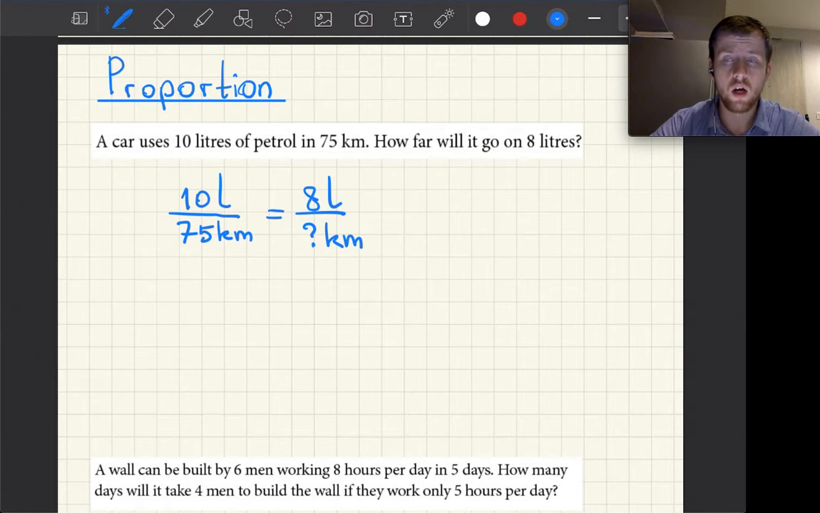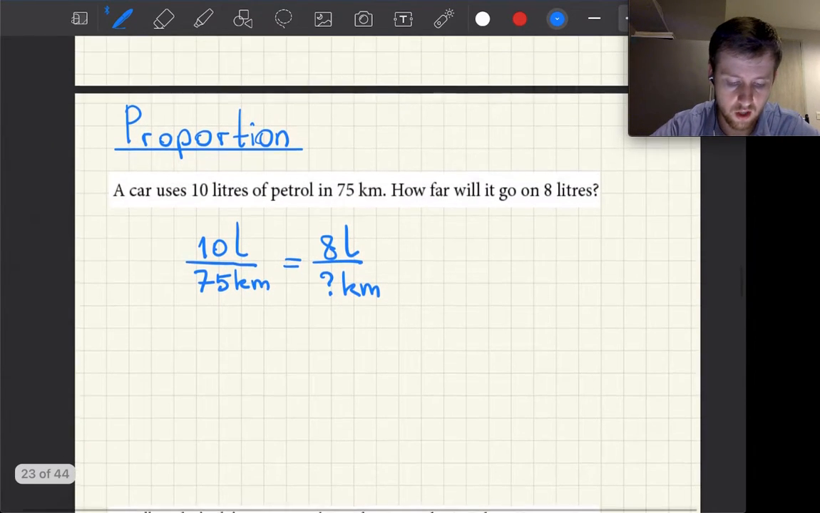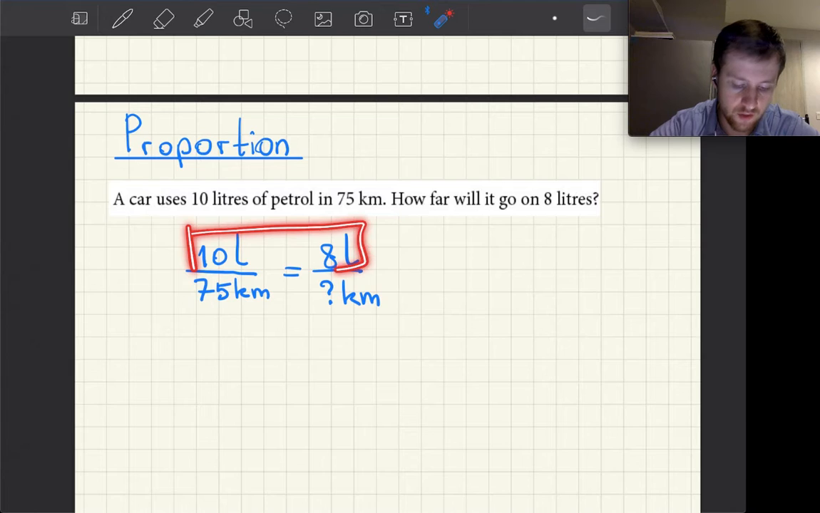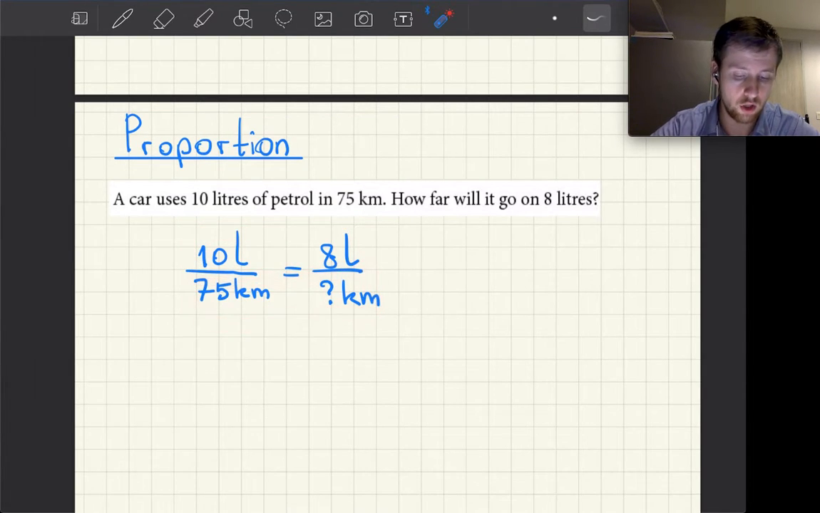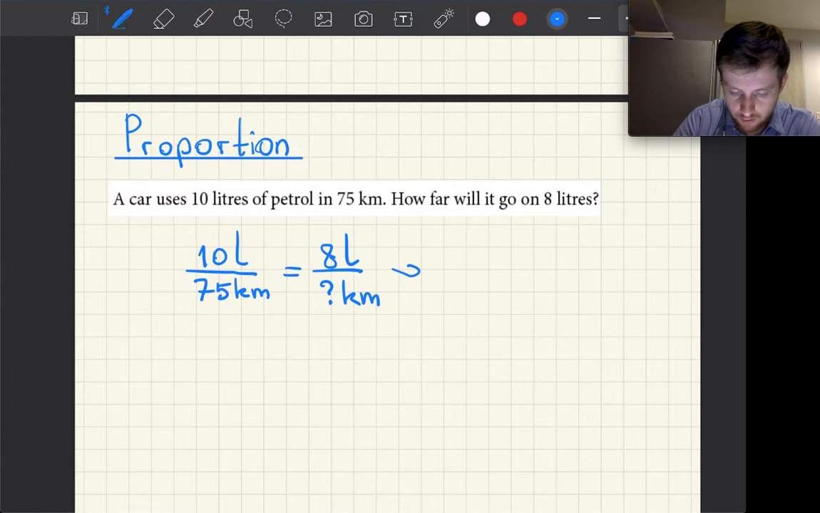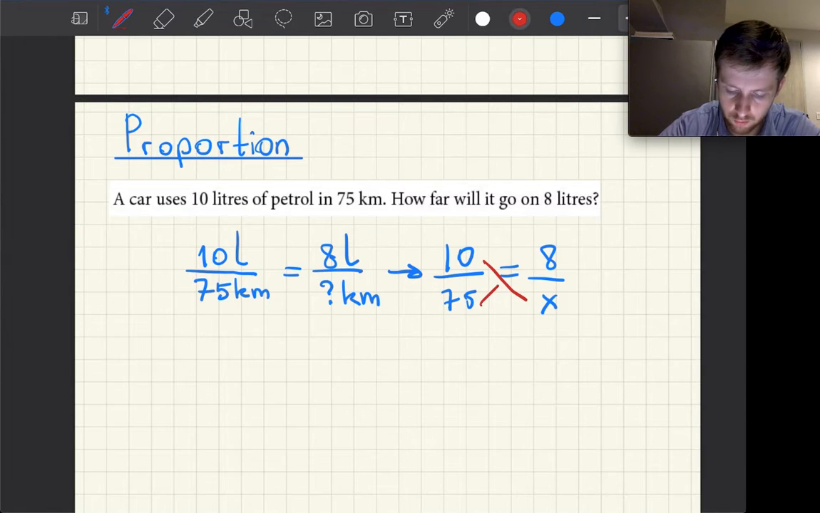There are actually some exceptions. This method cannot be used in every case. I will show in the next question why. But for now, let's just try to use this method. Here you can see we have this question mark, and we can replace it with x. An important part: liters have to be on top, kilometers on the bottom. It cannot be kilometers here and kilometers here. This is not acceptable, so just keep that in mind. Let's replace the question mark with x, so we will get 10 over 75 equals 8 over x. Again, we can cross multiply.